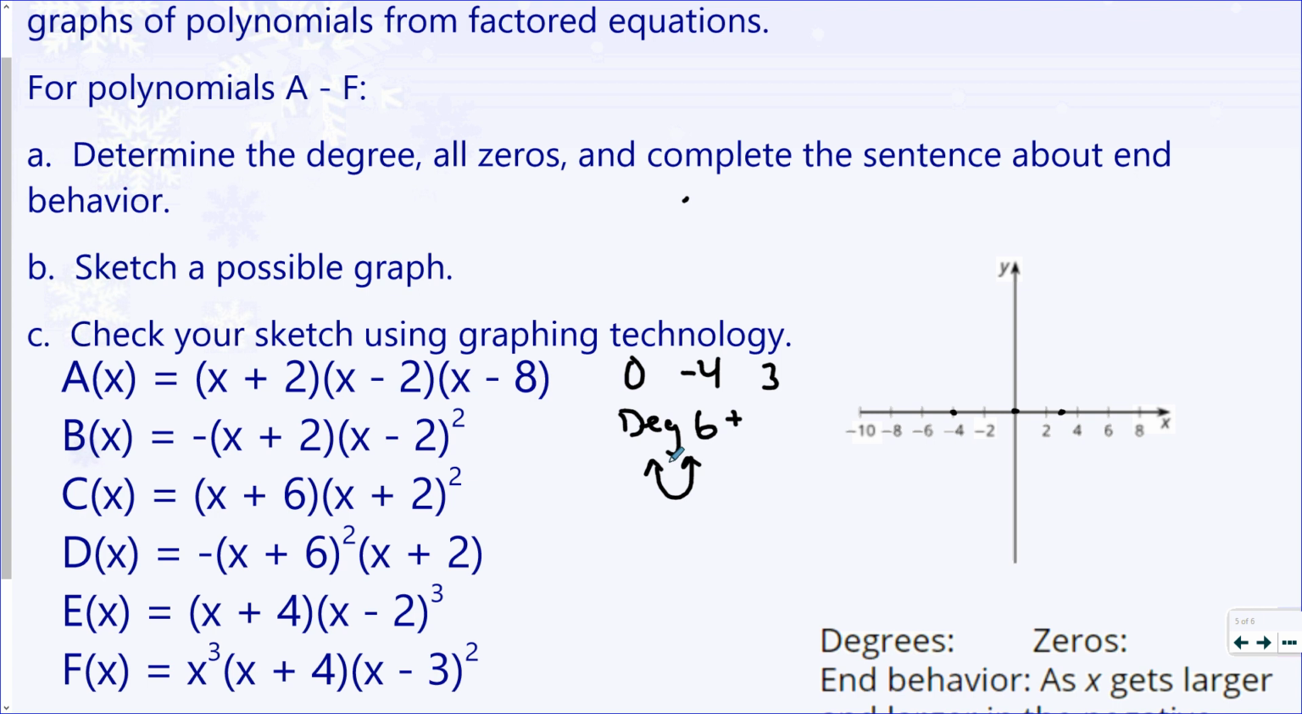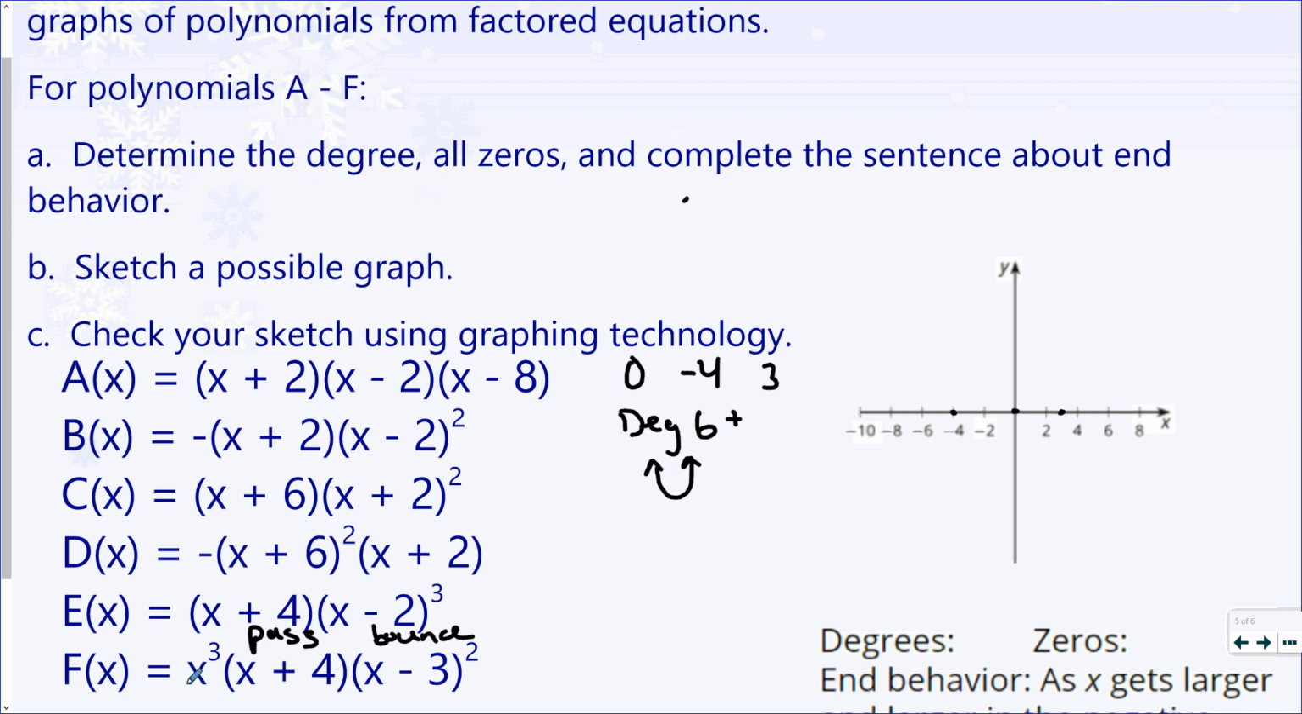Okay, so let's talk about the x-intercepts. X plus 4: multiplicity of 1. This is a linear factor. Because it's a linear factor, it's going to pass through the axis. We'll do a pass. X minus 3 squared, this is going to be a bounce. It's going to bounce off of 3. So it's either going to bounce like this, or it's going to bounce like that.